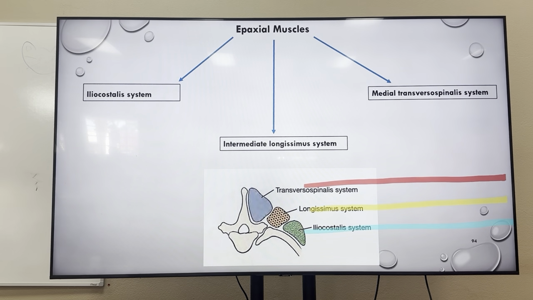So which one will be the most lateral? Iliocostalis. Yeah. Which one will be the most medial? Transversospinalis system, yeah, and longissimus system is intermediate. So we'll say that these muscles are arranged in a parallel and longitudinal fashion. They have a longitudinal placement.